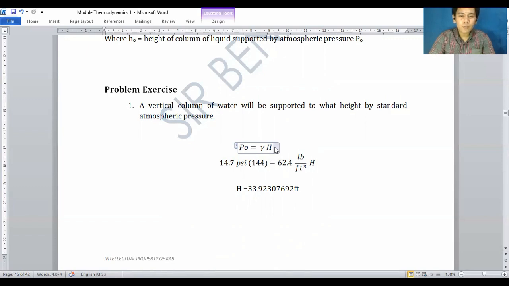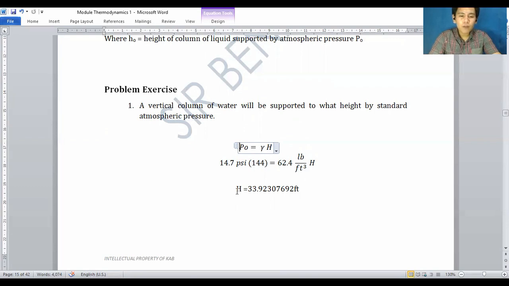Here is our mother equation, our general equation, absolute pressure equals gamma h. The atmospheric pressure at standard condition is 14.7 psi or pounds per square inch, equal to 62.4 pounds per cubic feet times height. Take note that this gamma is a specific weight, not a density. Sometimes specific weight and density are equal because of the neglect of mass. When we assume mass is equal to 1, the density and the specific weight are equal. So gamma is 62.4 pounds per cubic feet times height.